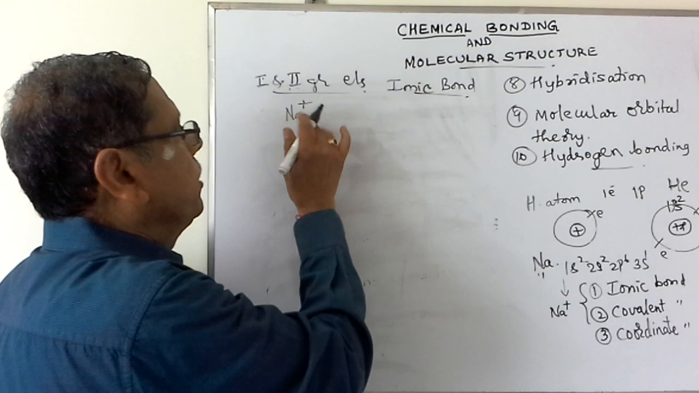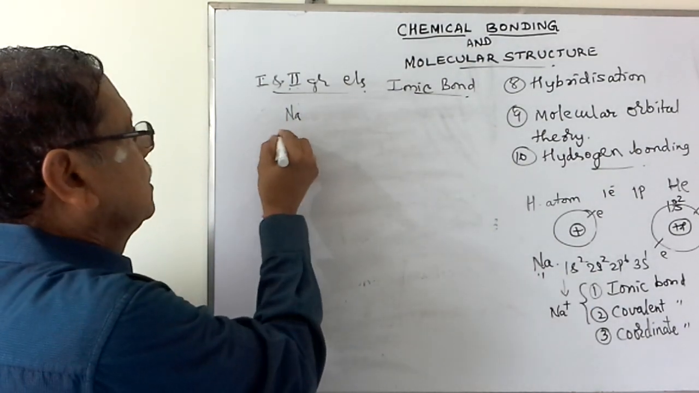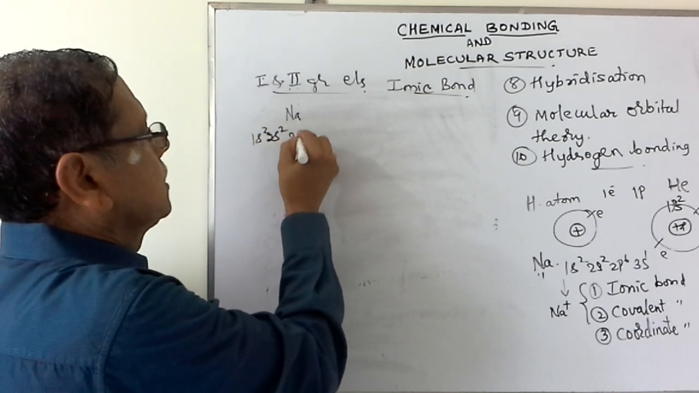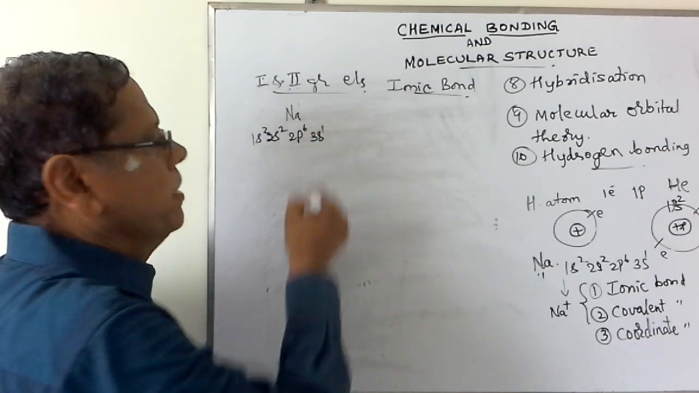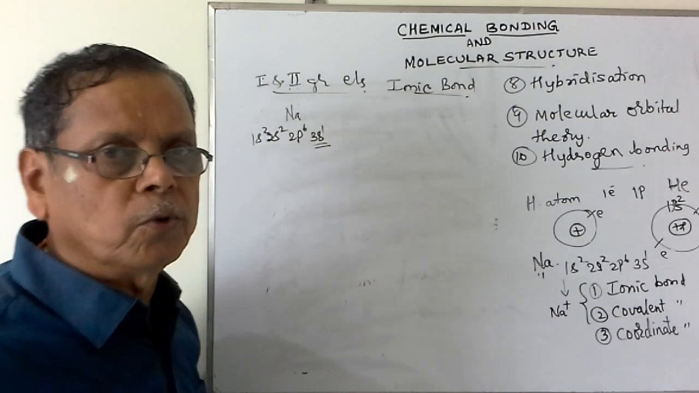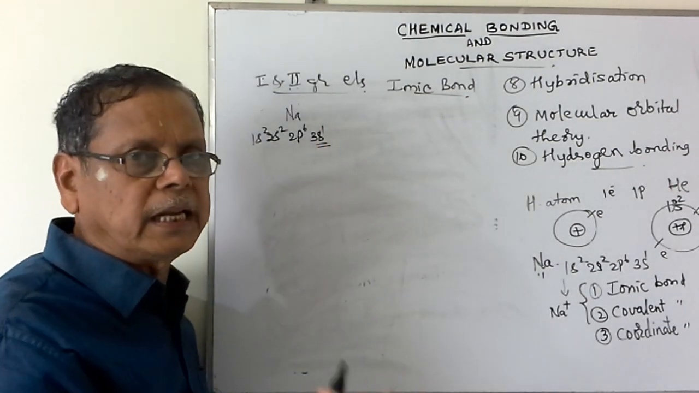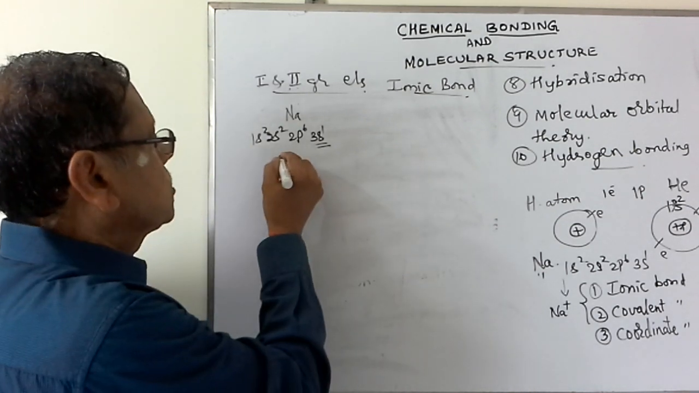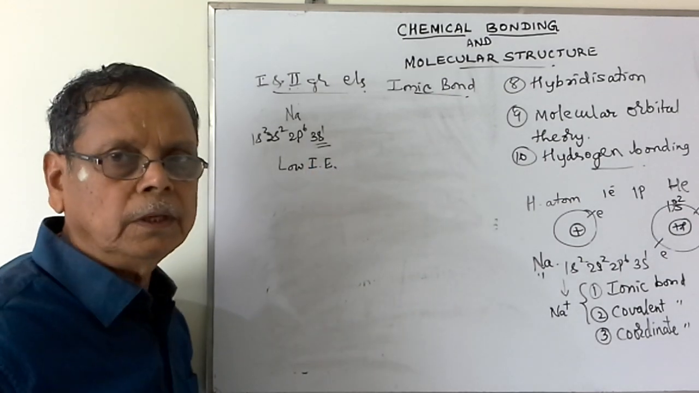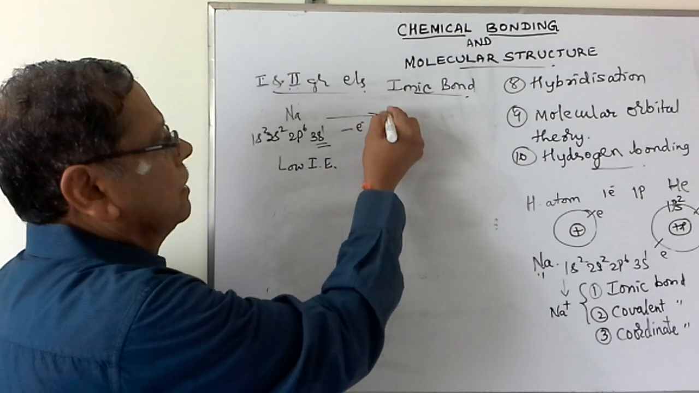When you consider this sodium atom, as I have already explained here, it contains 1s2, 2s2, 2p6 and 3s1. Since only one electron is present in the outermost orbit of the sodium atom, very little energy is required to remove this electron. That's why sodium has low ionization energy. Once it loses the electron, it becomes Na+.